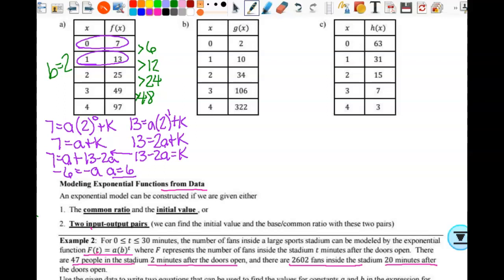All right, so I have a. What else do I need? k. Since I have a, I can go to either this one or this one to find k. I think that one's probably easier. If a is 6, what is k? 1.